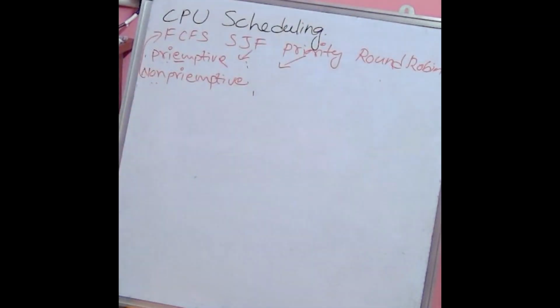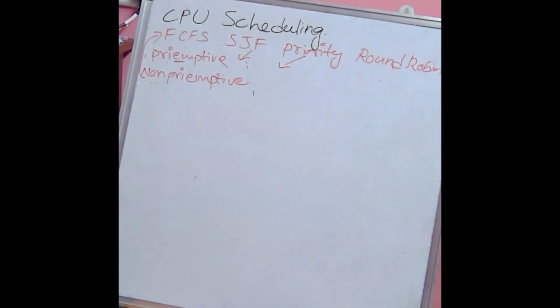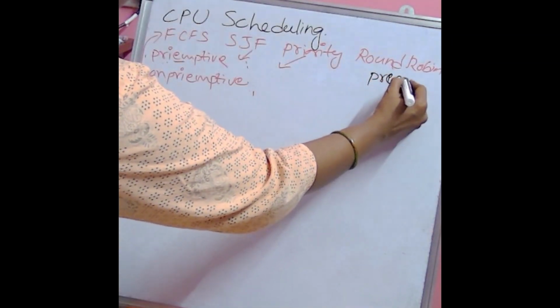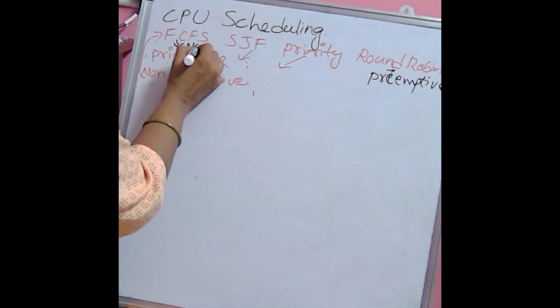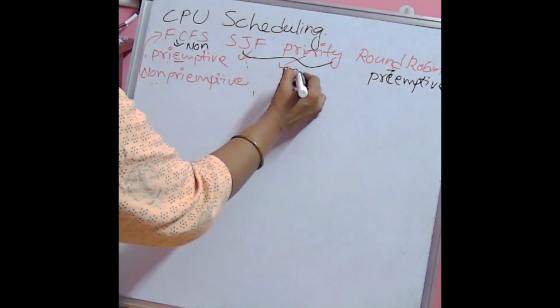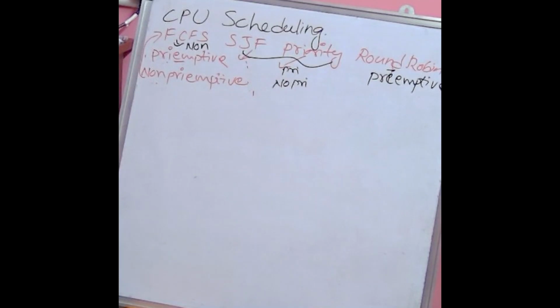Whereas in round robin, for every process a fixed time slot is allocated. Depending upon that time slot, it automatically deallocates from that process and continues with the next process in the ready queue. That means round robin is always preemptive. FCFS is always non-preemptive. These two can be preemptive as well as non-preemptive, depending upon the technique or user requirement.